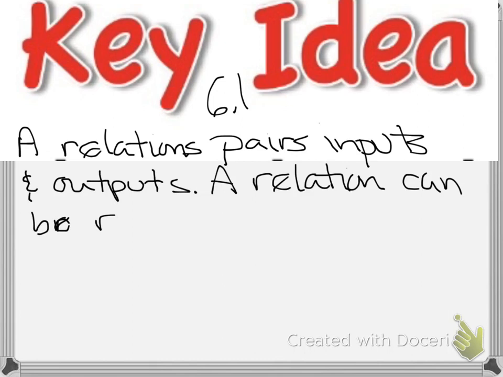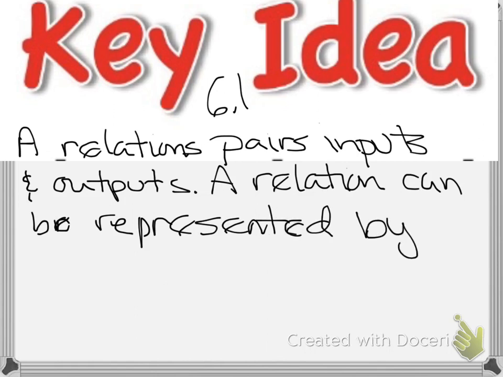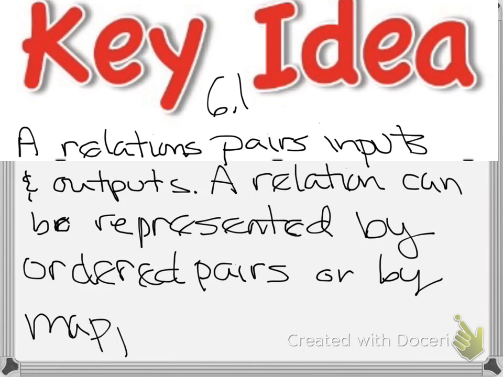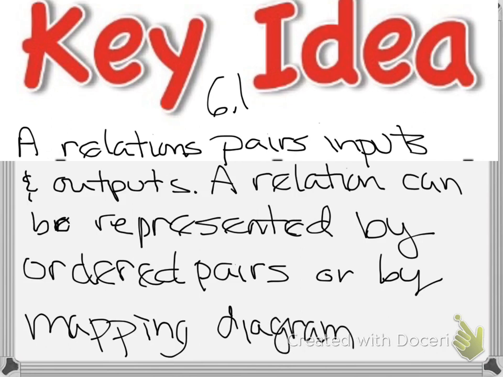But a relation can be represented by either ordered pairs or by using a mapping diagram. So let's take a look at what that looks like.